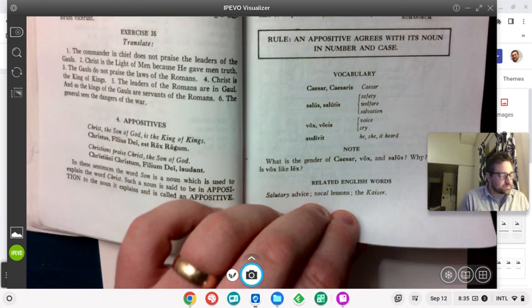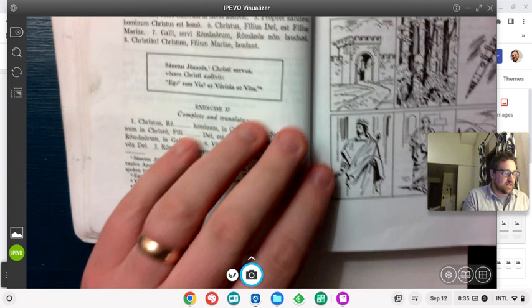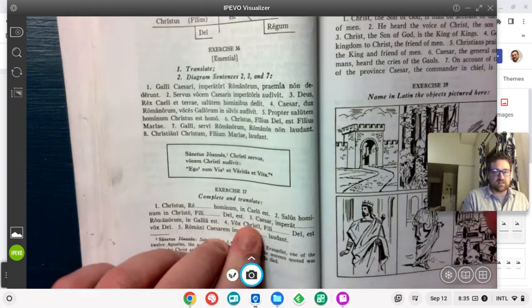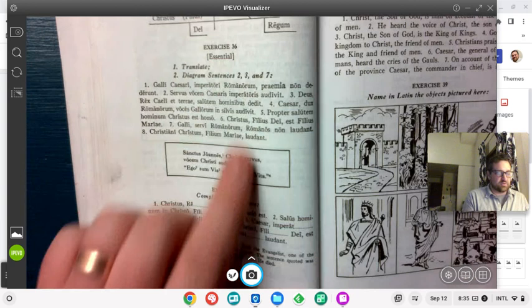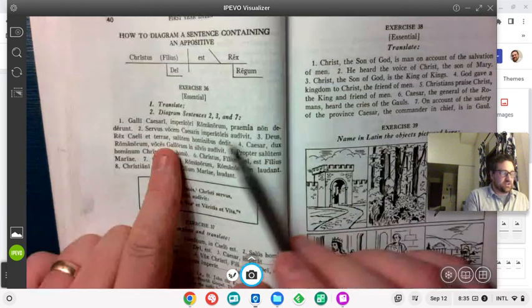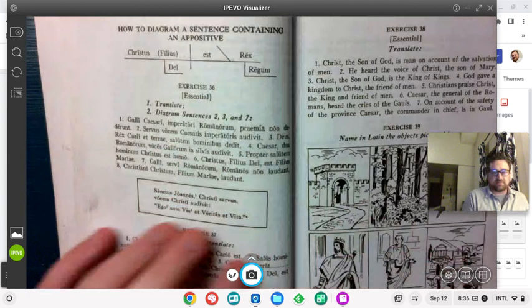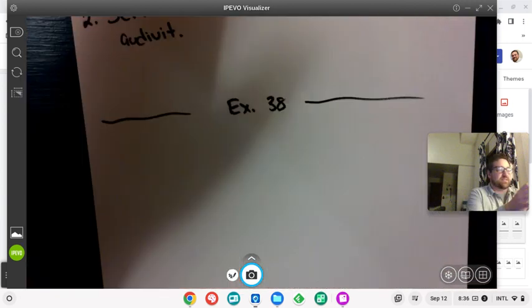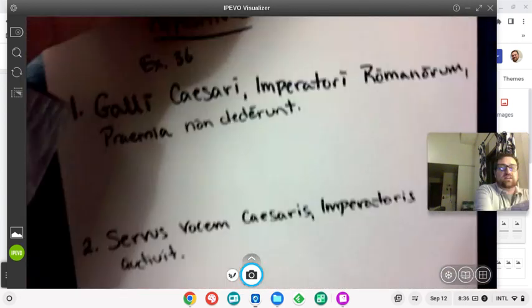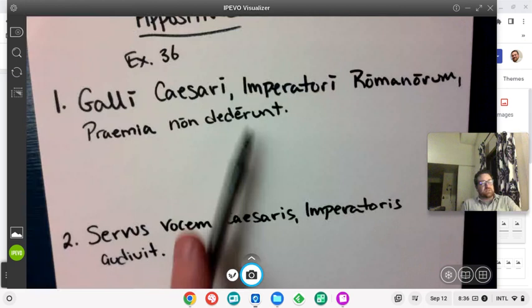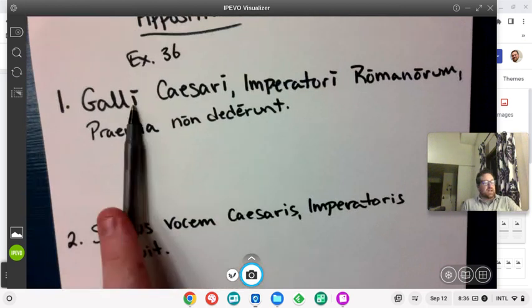All right, the two exercises we're going to take a look at are 36 and 38 over here. One's a Latin to English, one's an English to Latin. And I've already got them written here. So many times when we see an appositive, the appositive is going to be set off from the rest of the sentence by commas. So Galli, Caesari, comma, Imperatori Romanorum, end of the appositive phrase, praemia non dederunt.